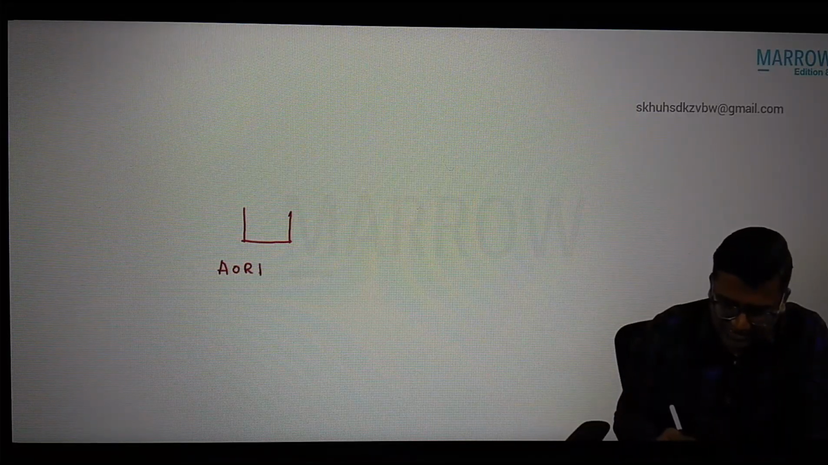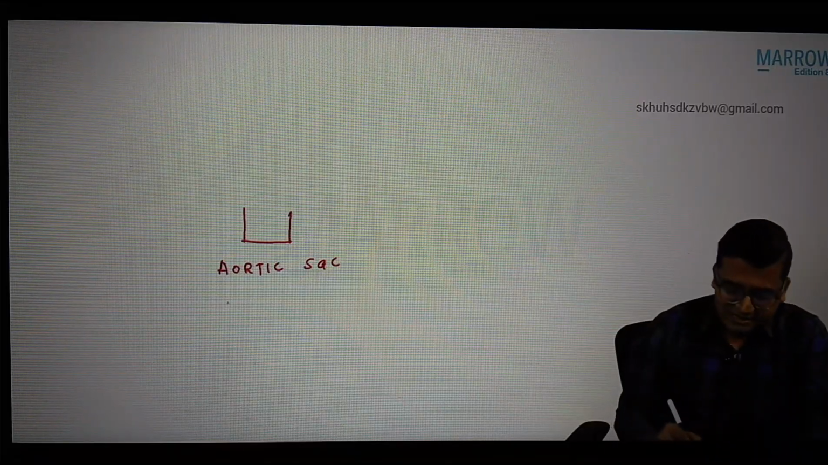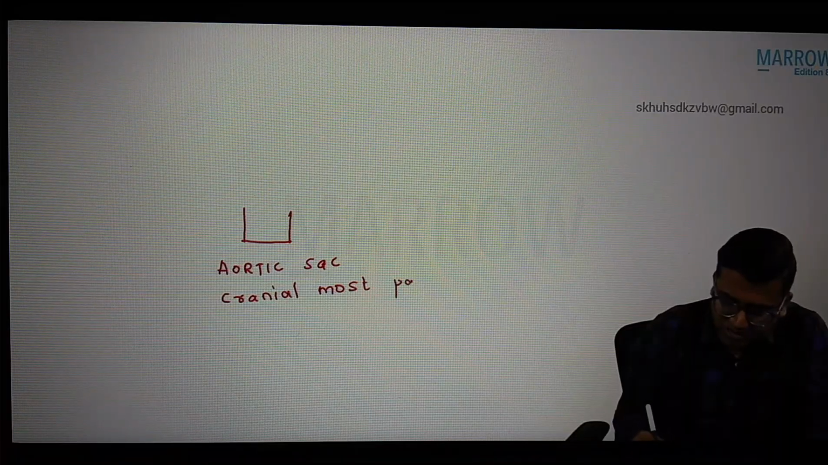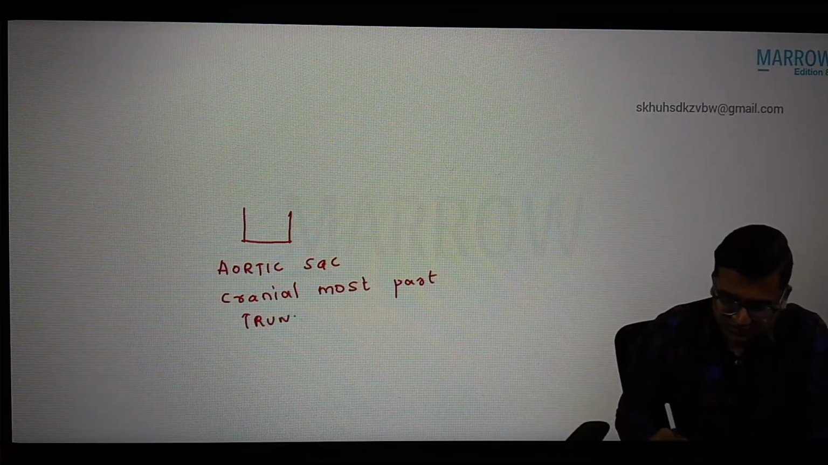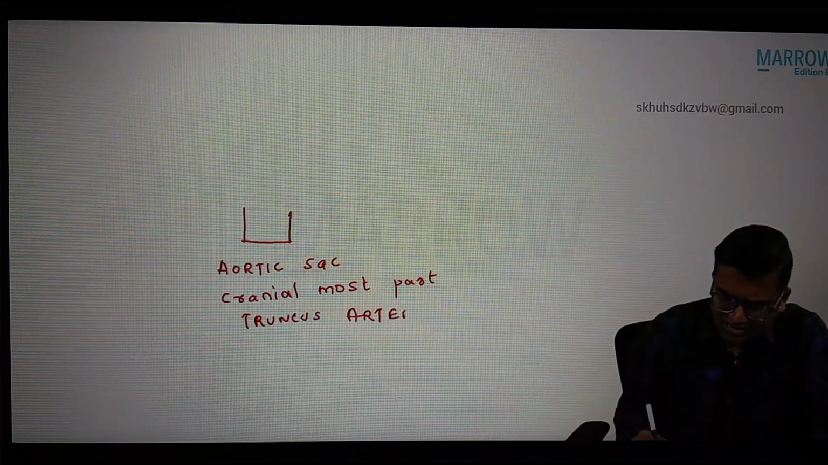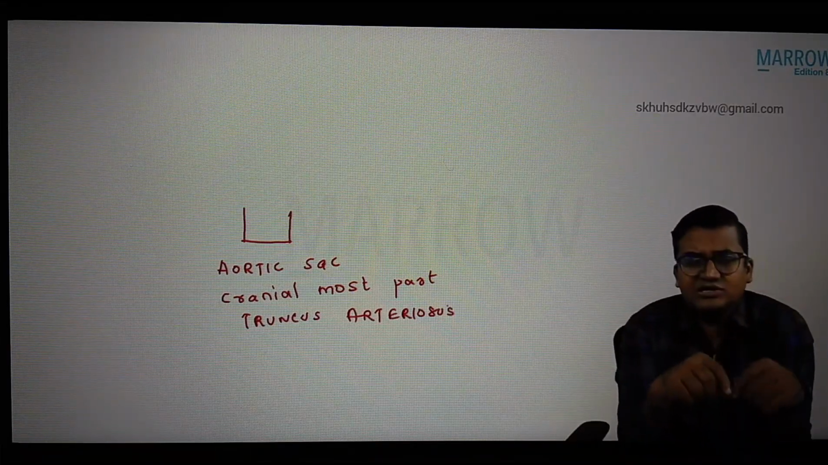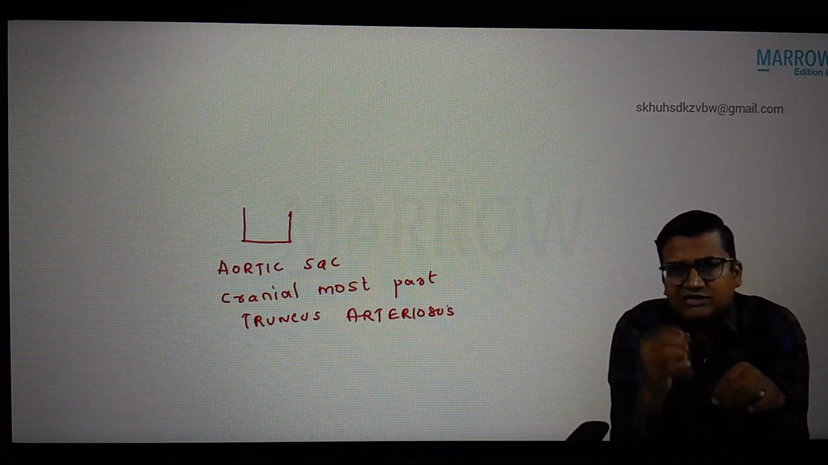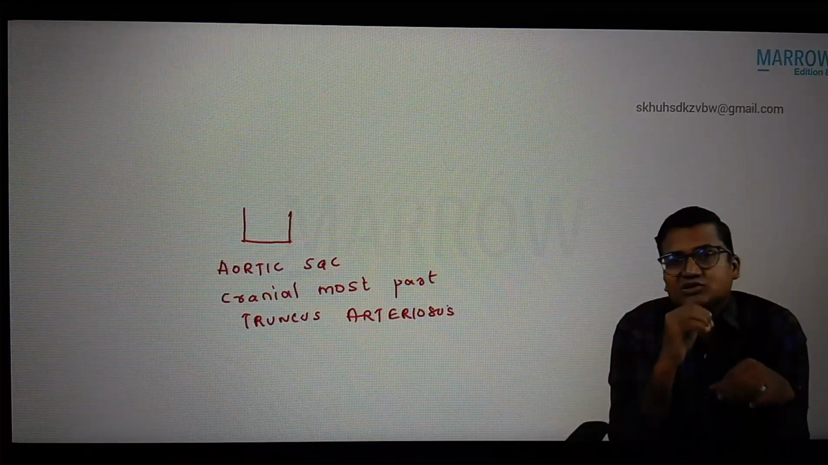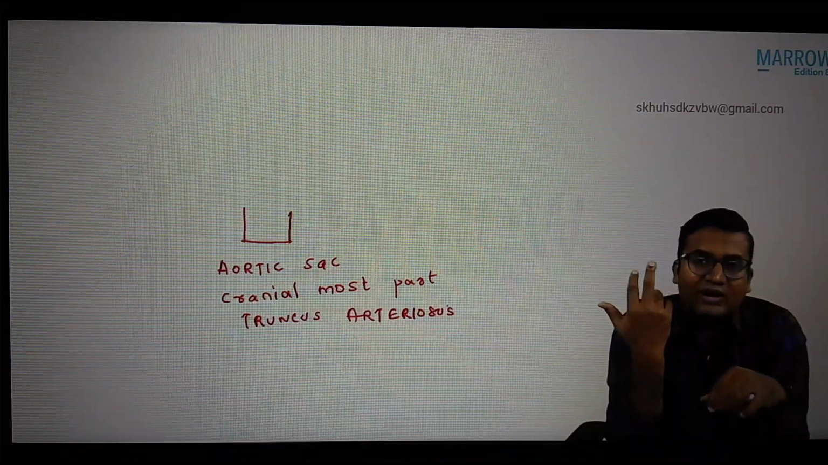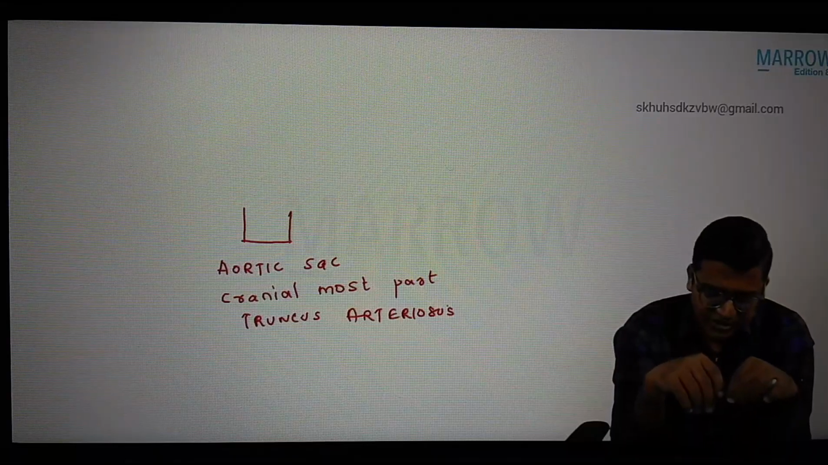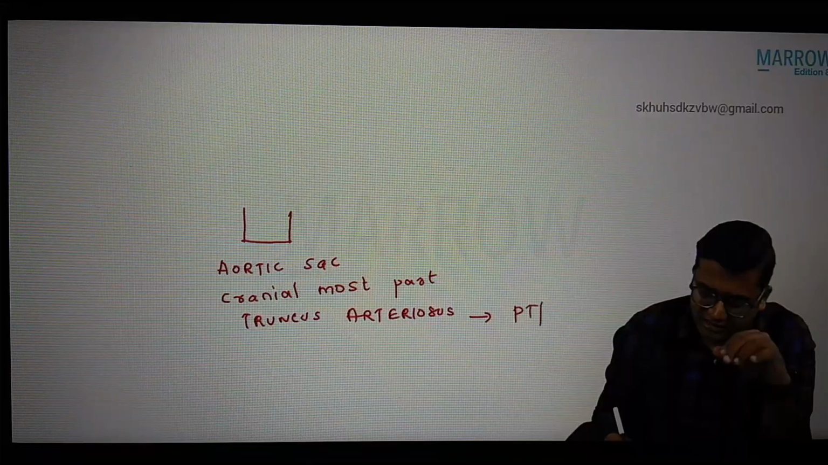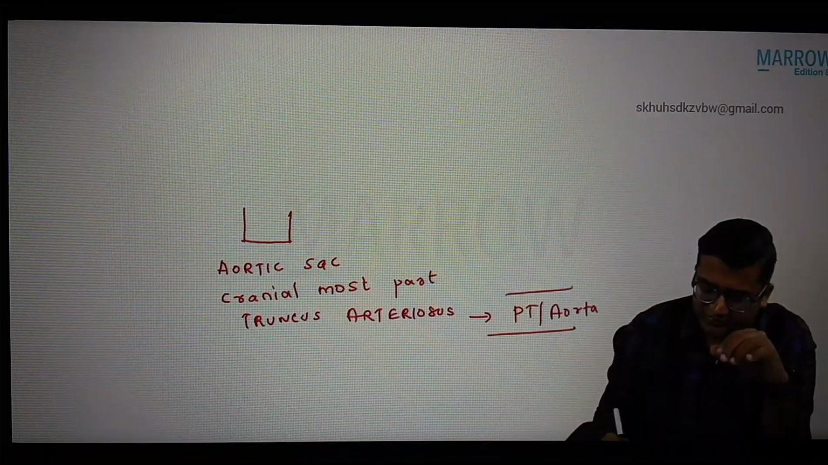Now what is the aortic sac? See, the aortic sac is nothing but the cranial most part of the truncus arteriosus. Truncus arteriosus, I hope you know that. We discussed it in the development of the heart tube, no? Truncus arteriosus is the cranial most part of the bulbus cordis, that is the distal 1/3 of the bulbus cordis. The truncus arteriosus will form the pulmonary trunk and the aorta. I hope you know that.